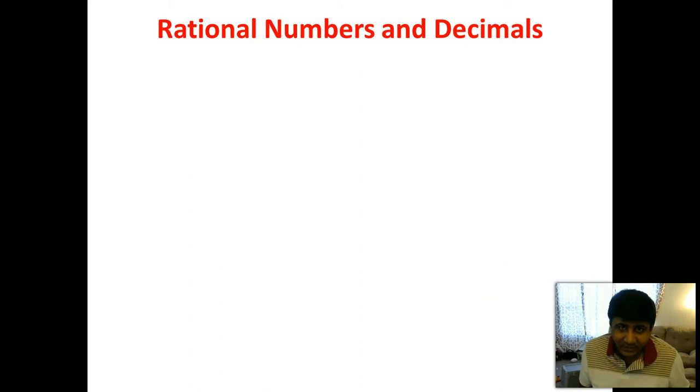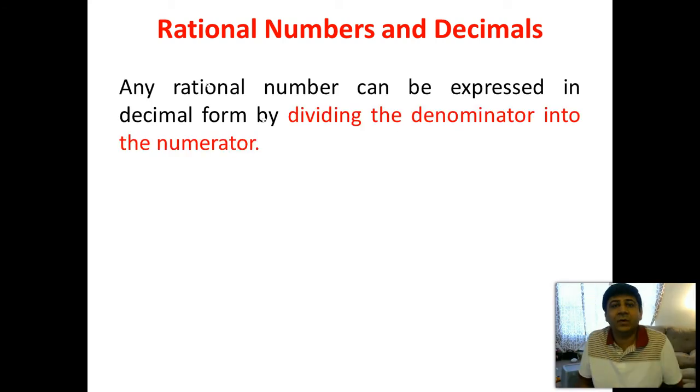Now this next thing is sort of easy: how to go from rationals to decimals and decimals to rationals, a ratio of two integers. Let's look first at how to convert rational numbers into a decimal. Any rational number, we can express in decimal form by dividing the numerator by the denominator. That's it. You can do it by hand, or you can do it using a calculator.